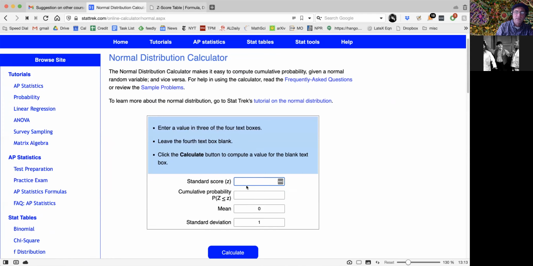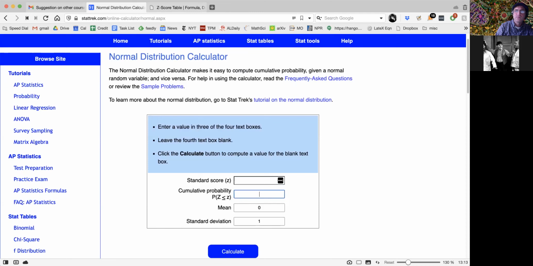oops, I didn't do that right. Yeah, so in the first box, we can put in 0.333333, lots of threes, to make 1/3. And now we can calculate the cumulative probability that z is less than 1/3, and you get 0.631. So let's remember that number, 0.631. And then I'll go back to the other screen now.